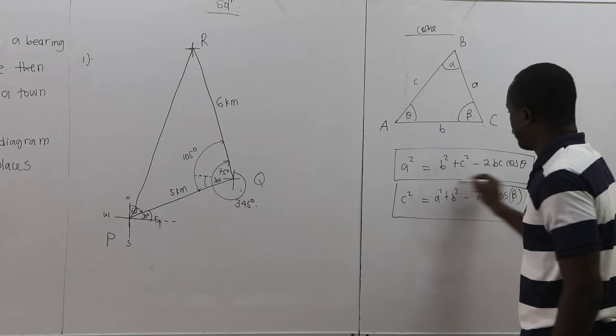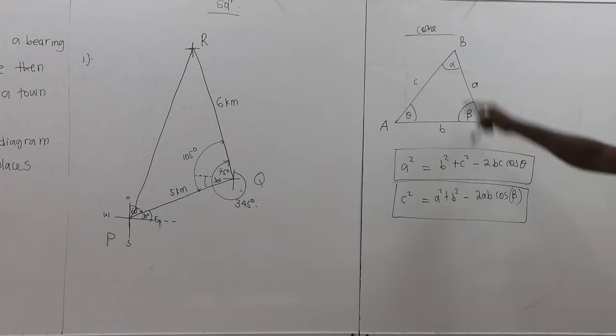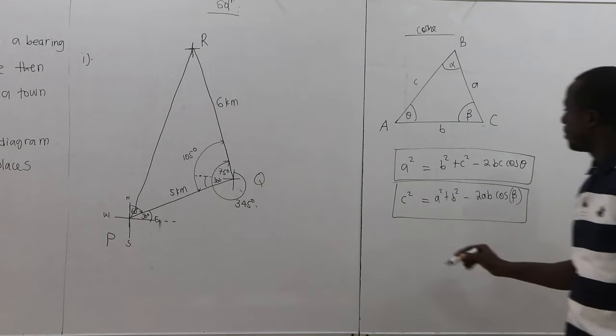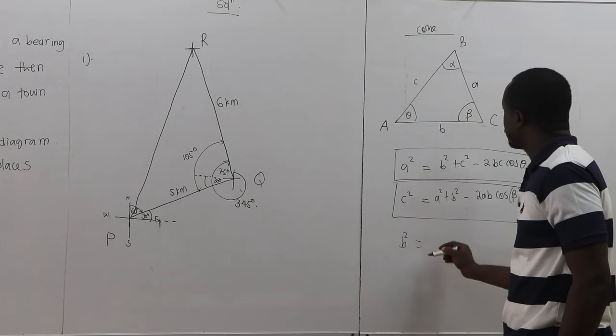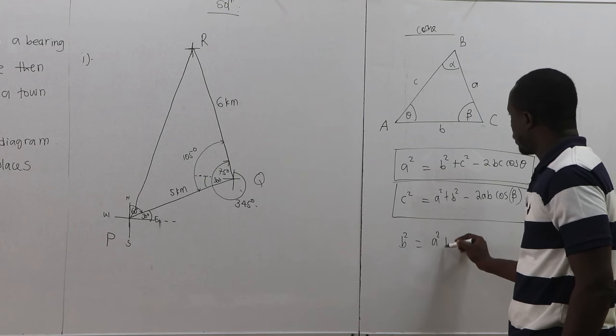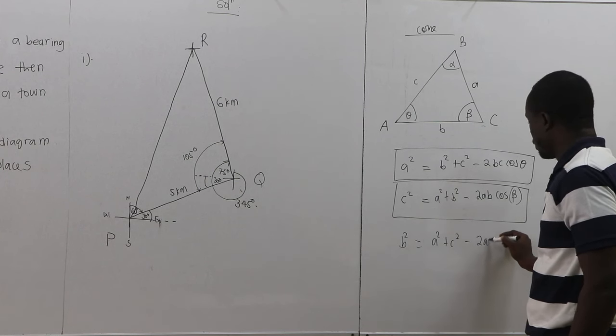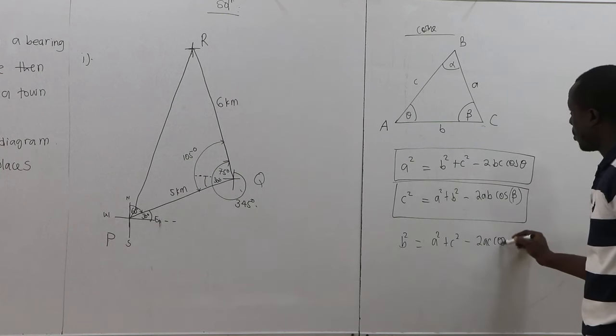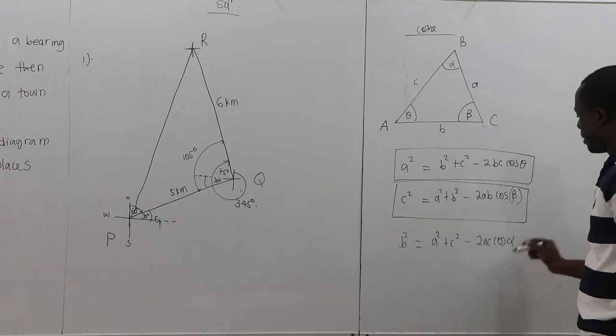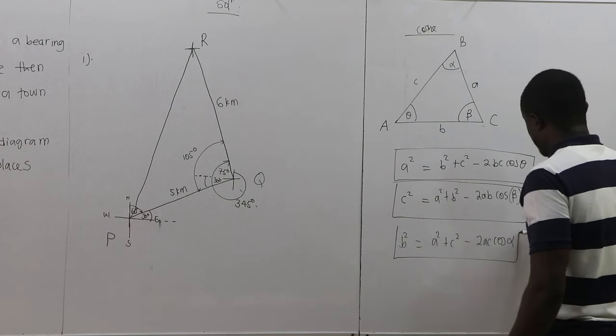Or what about if we want to use the angle over here? Where is it facing? It's facing this side. So you see that b squared is equal to a squared plus c squared minus 2ac cos of the angle. What is the angle? The angle is alpha.